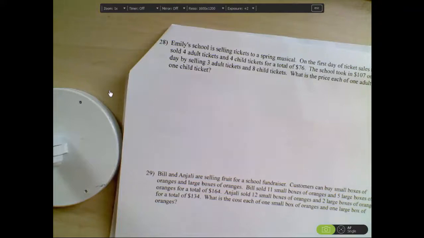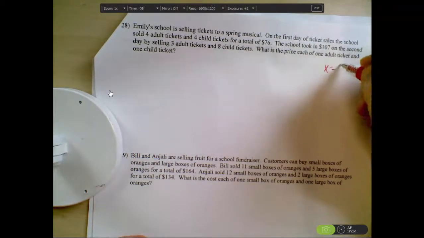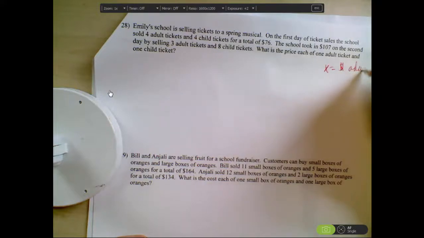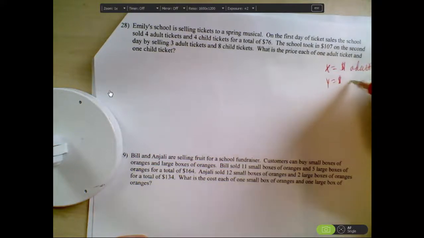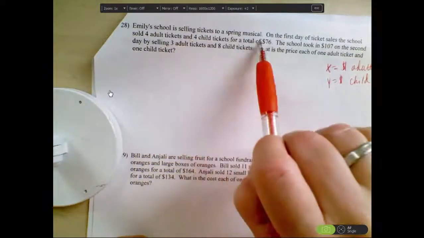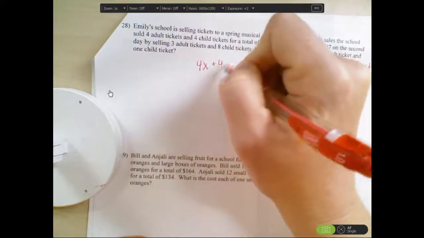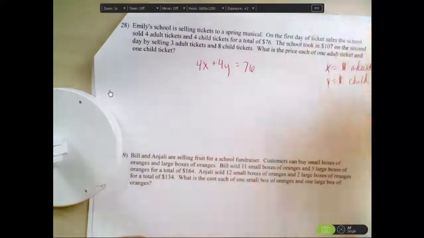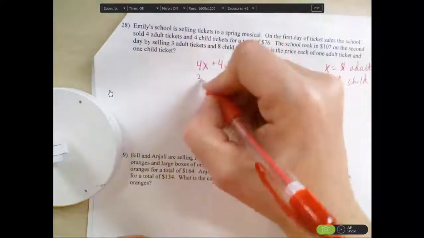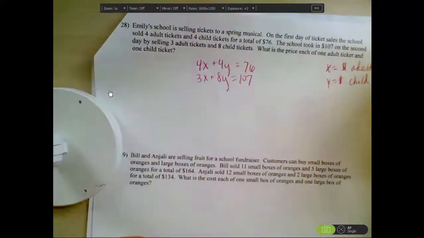All right, so for these questions, you can tell it's systems because we're talking about two things that we don't know: the price of one adult, the price of one child. So remember, we have to define our variables. X equals price of adult, Y equals price of child. If they sold 4 adult and 4 child tickets, then I'm going to do 4 times the adult tickets plus 4 times the child tickets for a total of 76. 3 adult and 8 child for a total of 107. Now we just have to solve the system.